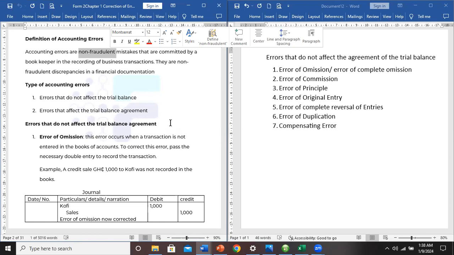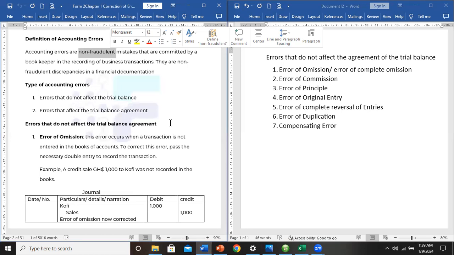The first one is errors that will not affect the agreement of the trial balance. So the first type of errors, when the bookkeeper commits them, the trial balance will still balance or it will agree, meaning that this type of error will not be shown by the trial balance. And I think I gave examples where this is possible last time.